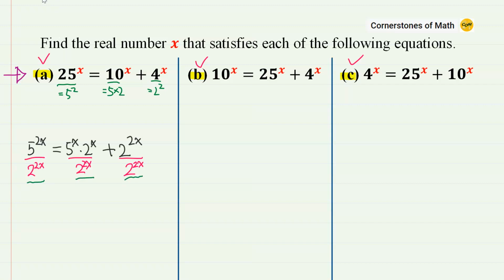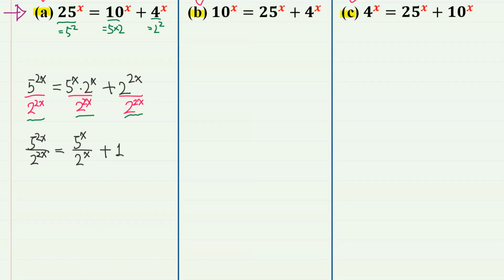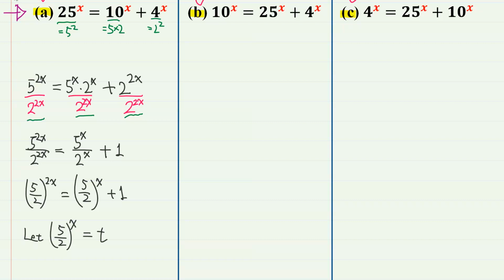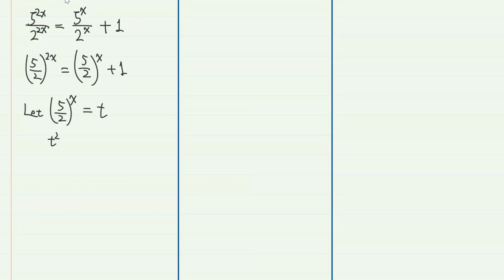Then on the left hand side, we have 5 to the power of 2x over 2 to the power of 2x. And on the right hand side, we have 5 to the power of x over 2 to the power of x plus 1. So we have (5/2)^(2x) equals (5/2)^x plus 1. So we can use the substitution. Letting (5/2)^x as t, we have t squared equals t plus 1.